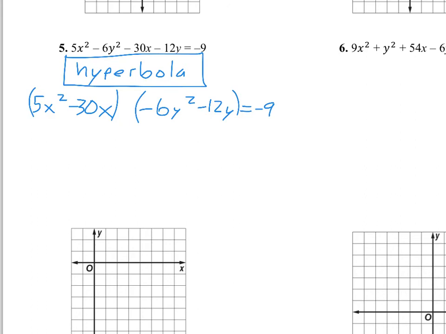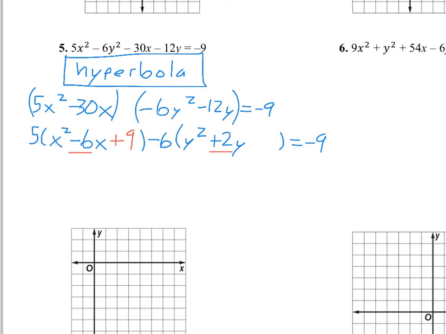We don't want any coefficients other than 1, so we're going to take out a 5 from the x's and leave a gap to complete the square. We're going to take out a negative 6 from the y's. So negative 12y divided by negative 6 is positive 2y. Complete the square. Negative 6 divided by 2 is negative 3. Square that and you get plus 9. 2 divided by 2 is 1. Square that and you get 1. This made plus 45. This made minus 6.